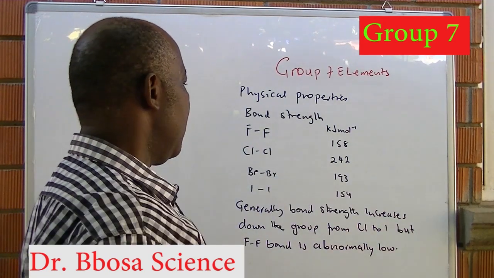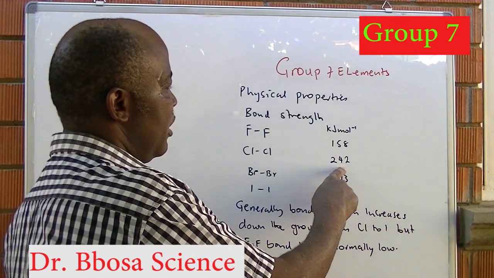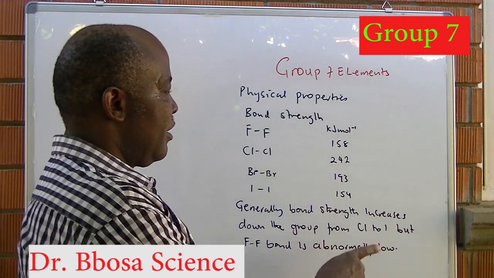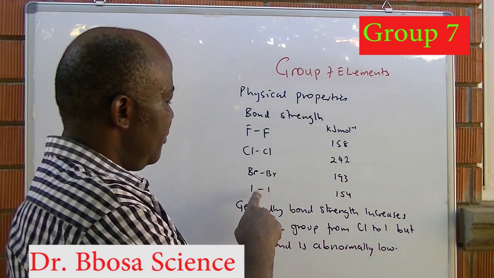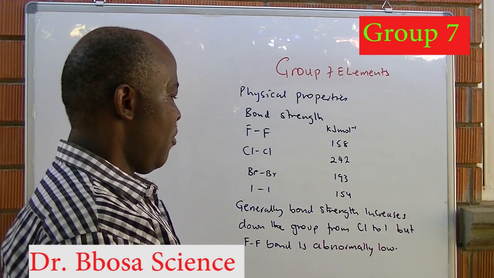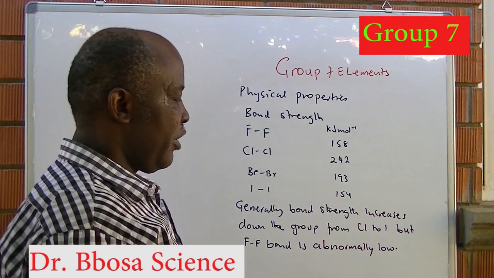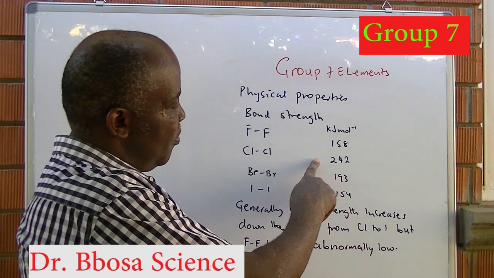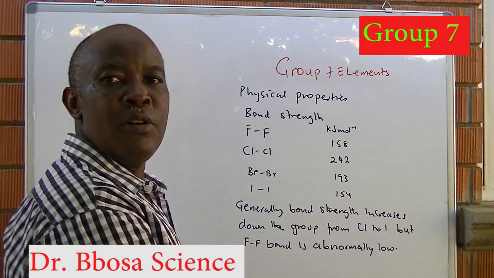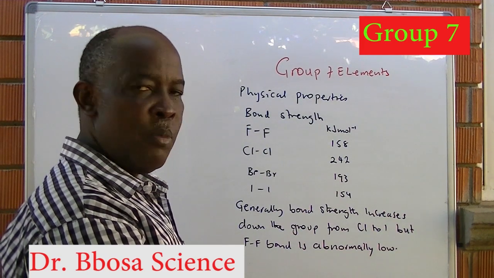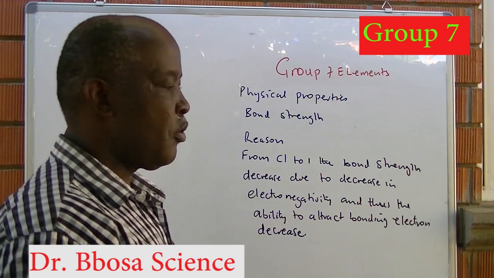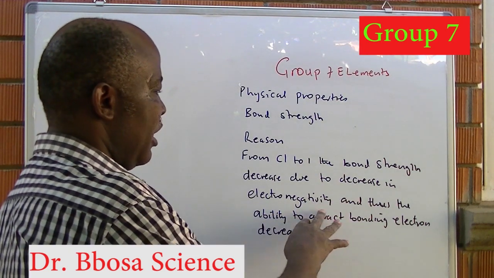Bond strength: the fluorine-fluorine bond is 158, chlorine-chlorine bond is 242 kilojoules per mole, bromine-bromine bond is 193 kilojoules per mole, iodine-iodine bond is 154 kilojoules per mole. So generally, the bond strength decreases down the group from chlorine to iodine. Fluorine has got an abnormally low fluorine-fluorine bond. Reason: from chlorine to bromine, the bond strength decreases due to decrease in electronegativity.